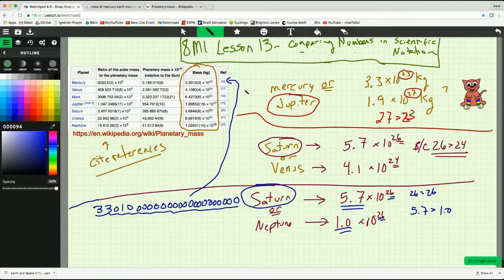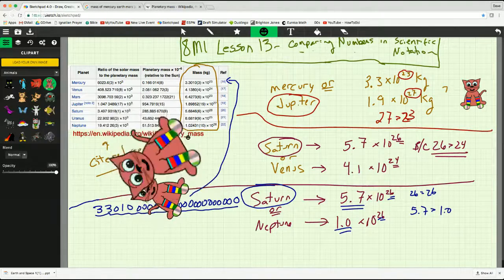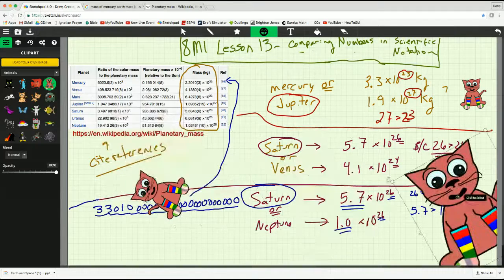That's why our scientists are smart, and they figured out this easier way to write, not only write numbers, but to compare numbers. All right, hopefully this is kind of an easy rule to learn, and an easy concept to understand. And if you understand the concept, we're going to just give you a big happy cat, and we'll spin them around, and we'll move on.